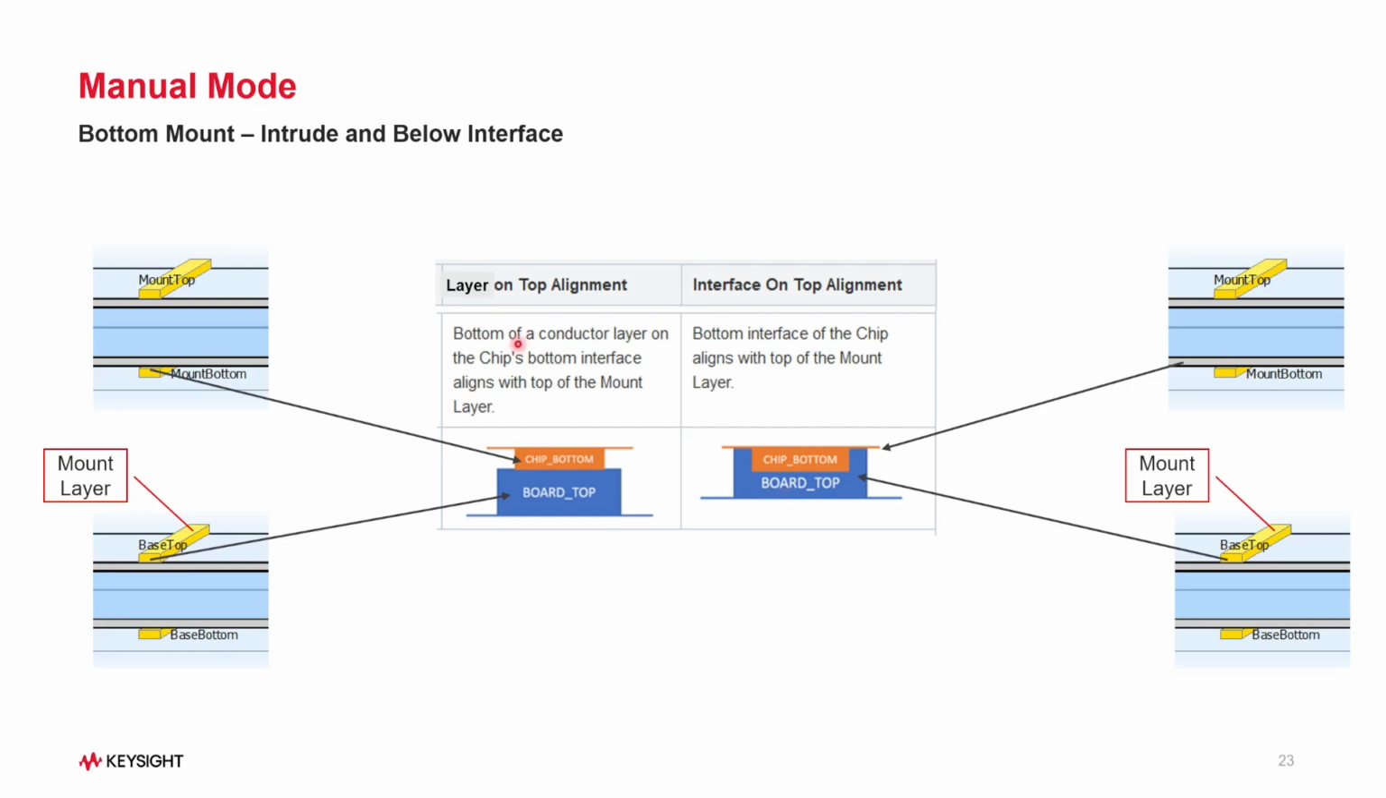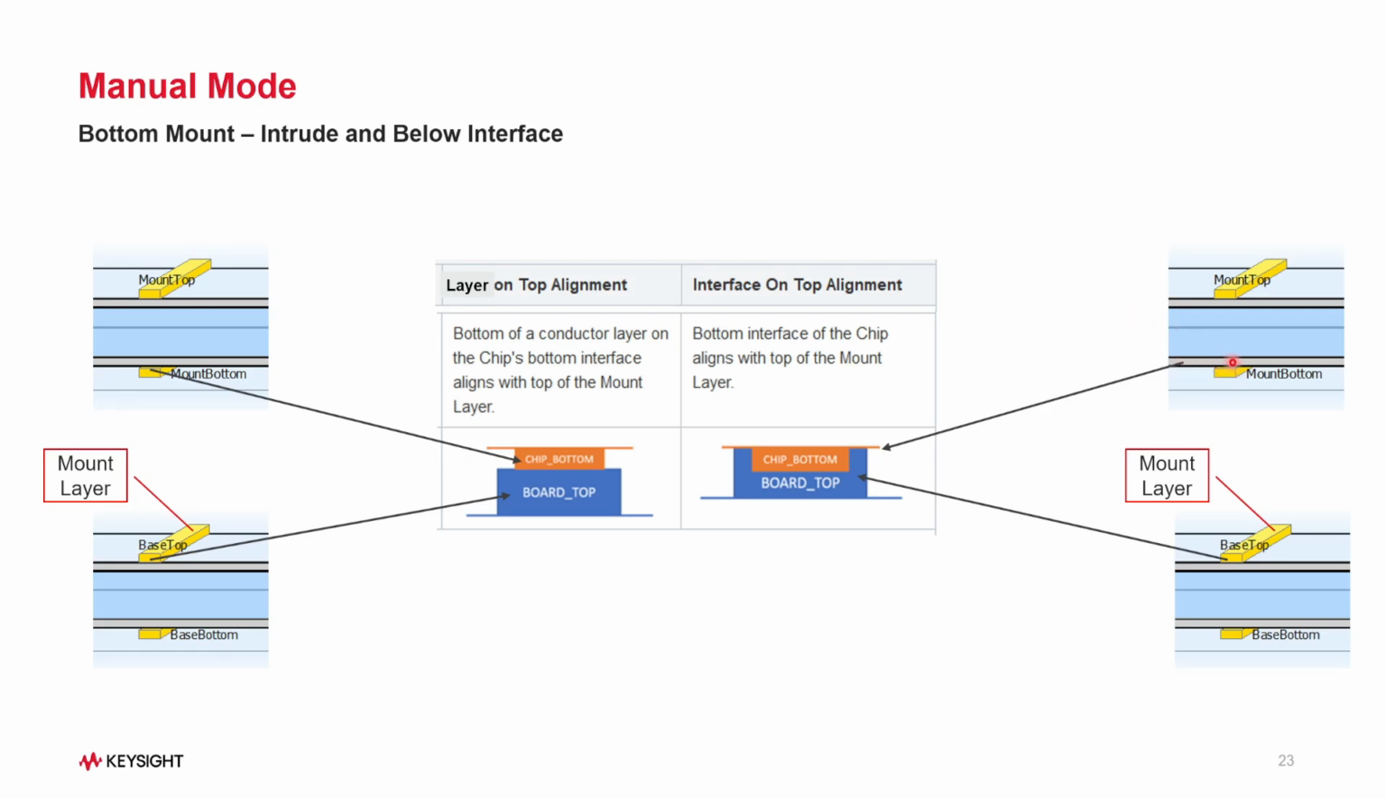But if you read here, it says the bottom of a conductor layer on the chip bottom interface. So this would be this surface here. The bottom of the conductor layer on the chip bottom interface aligns with the top of the mount layer. This is the mount layer. The top of the mount layer will be this interface. So you put the 2 and 2 together, this surface here will touch this surface here and generate this type of alignment.